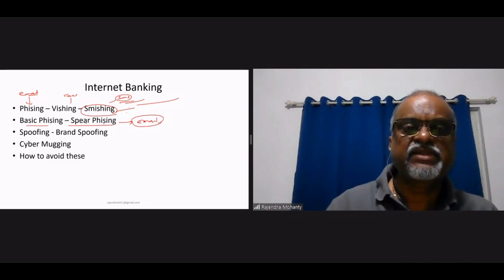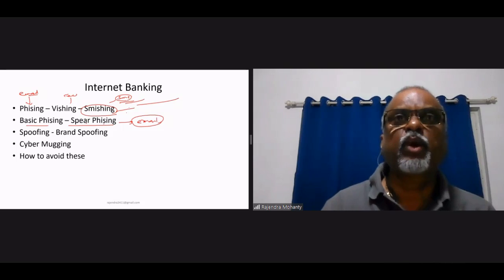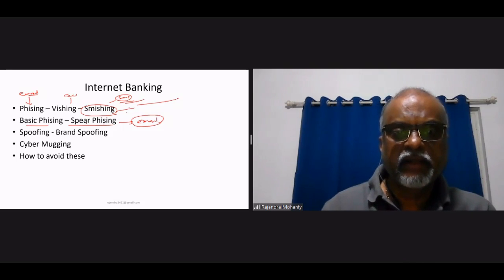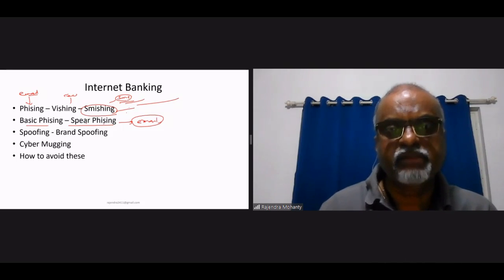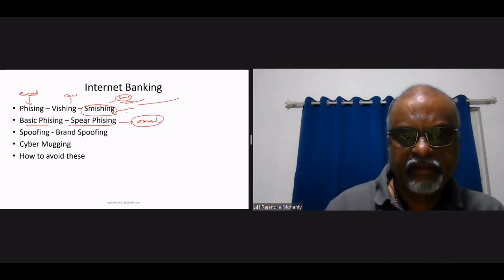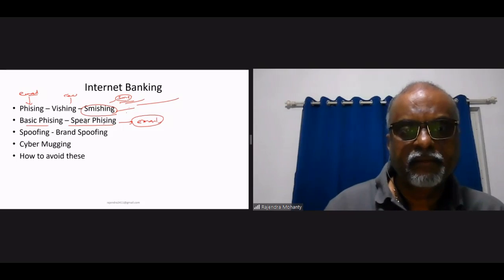Because in SMS no attachment can come, right? It will only contain a link. Yes. So spear phishing is not possible in SMS. Basic phishing is possible.